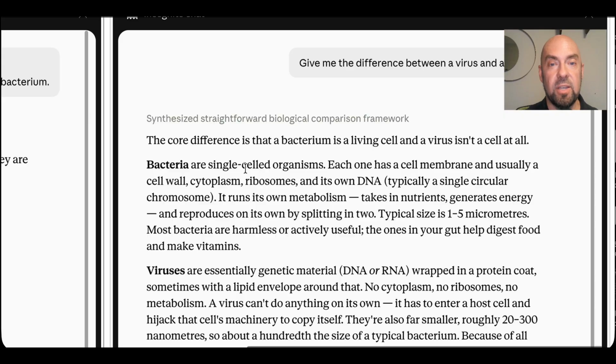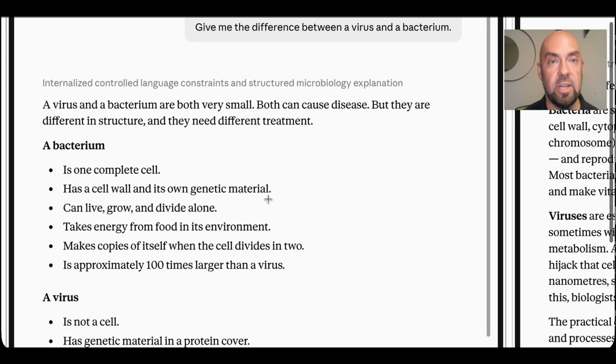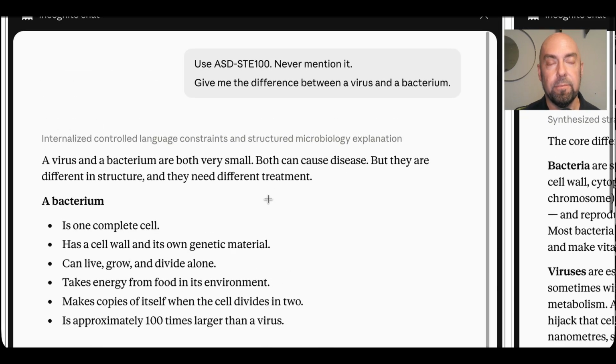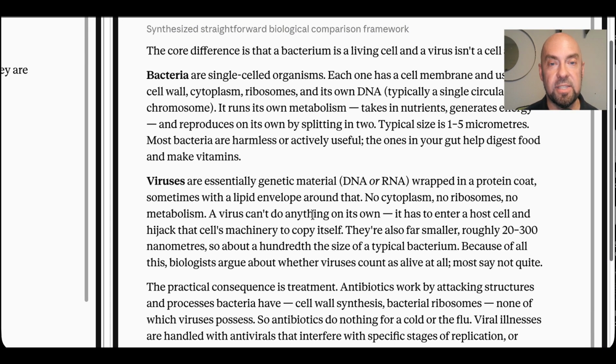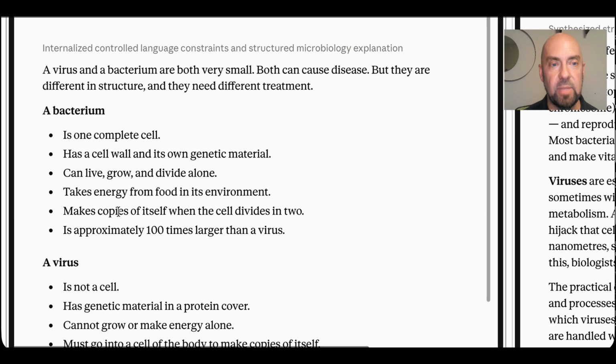Something else that's different here is it says bacteria has a cell membrane and usually a cell wall, cytoplasm, ribosomes, its own DNA and chromosomes, and it doesn't tell me what cytoplasm or ribosomes are and whether that's really important or not, but you can see there's no such jargon here in the STE format. If we also take a closer look here, we see that it tells us at some point viruses are far smaller than bacteria, roughly 20 to 300 nanometers, so about a hundredth the size of a typical bacterium. Okay, yeah, smaller, but there's an easier way to say that, namely, bacteria are 100 times larger than a virus.